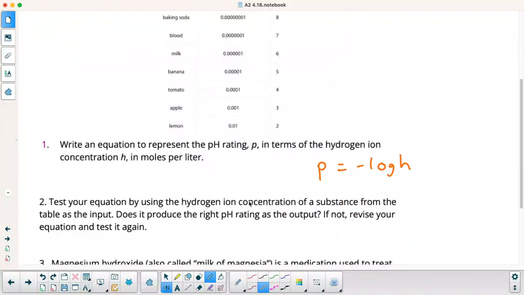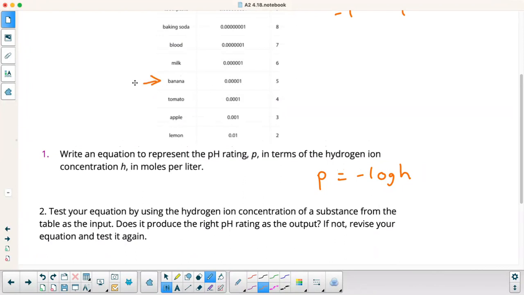Test your equation by using the hydrogen ion concentration of a substance from your table as the input. Does it produce the right pH? So I'm just going to pick bananas, and I'm going to type into my calculator negative log, and I don't need to put the base because it's 10, of 0.000. How many zeros are there? 4 zeros, 1. And I'm going to see if that gives me 5. You should do the same. Negative log of 0.00001. Sure enough, it gives me 5, so that works. I could try it with some other ones too if I wanted to.